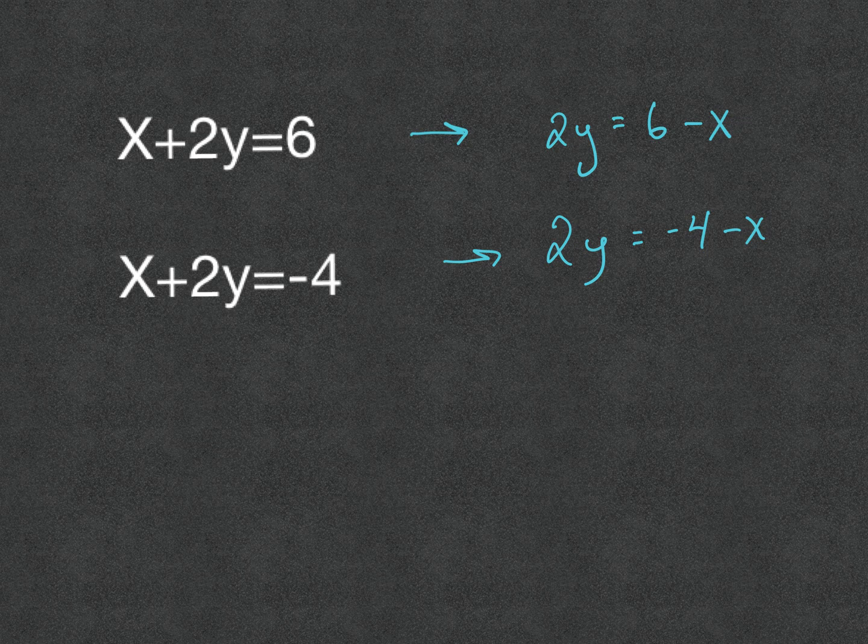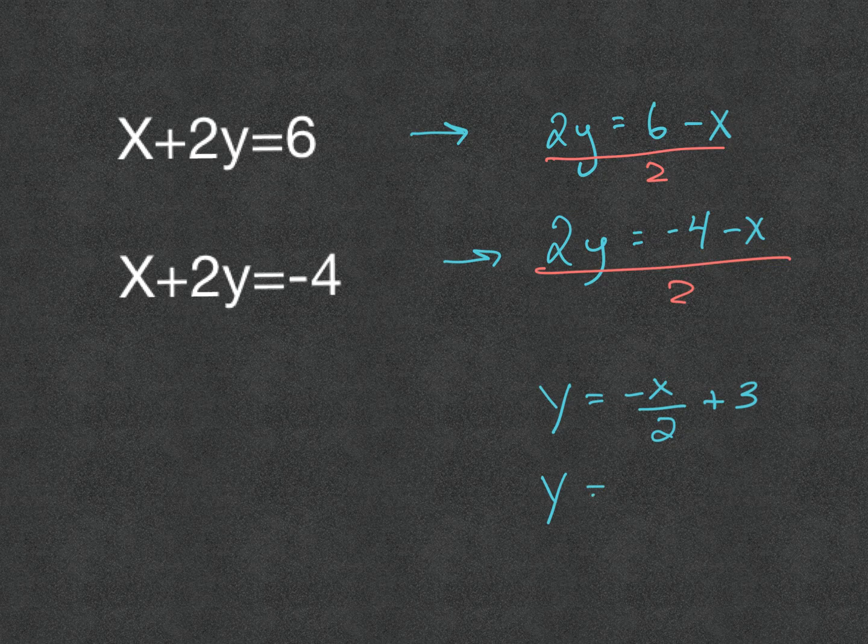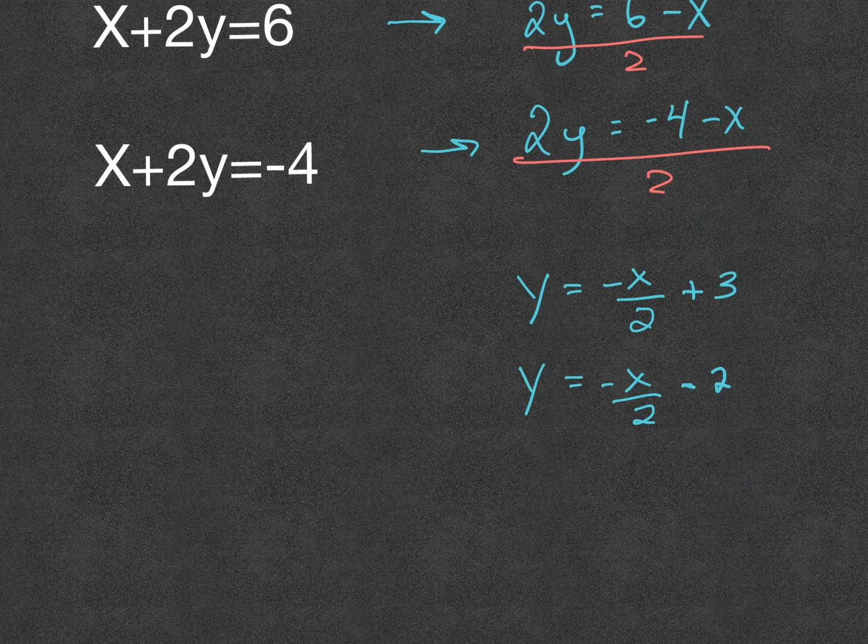If we divide both sides by 2, the first equation is y equal to negative x over 2, plus 6 divided by 2, which is 3. And the second one is y is equal to negative x over 2, plus negative 4 divided by 2, which is negative 2. These are parallel lines because they have the same slope, but they have a different b, a different intercept. Parallel lines.